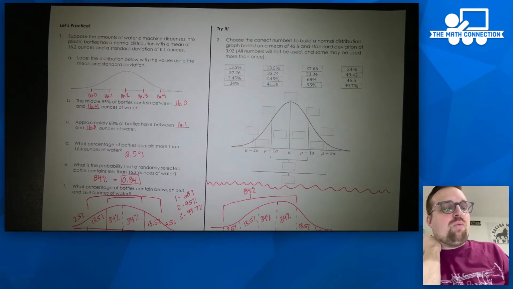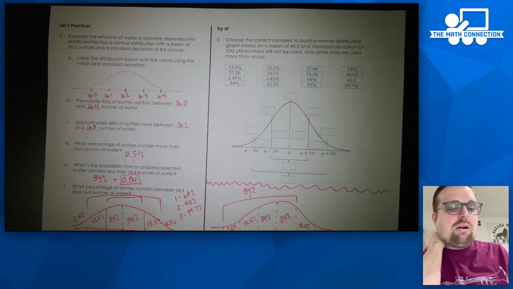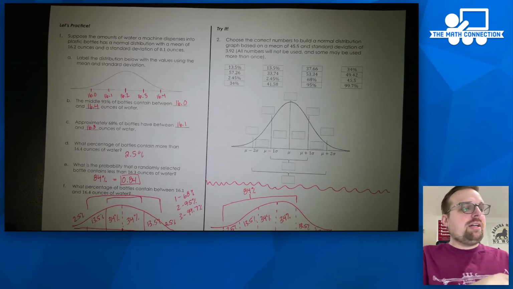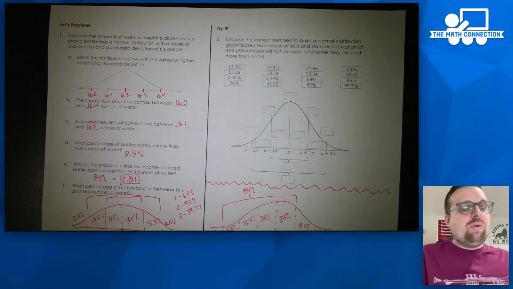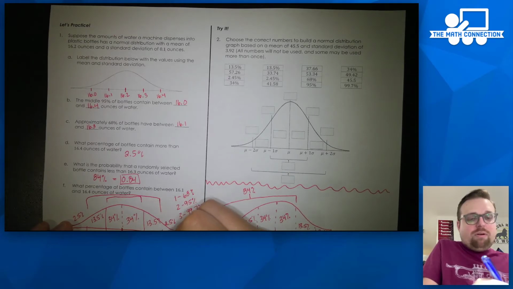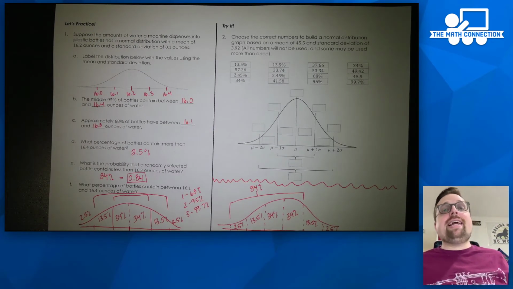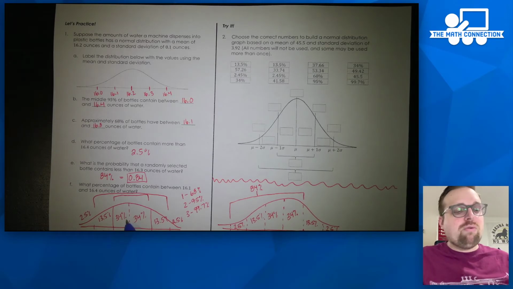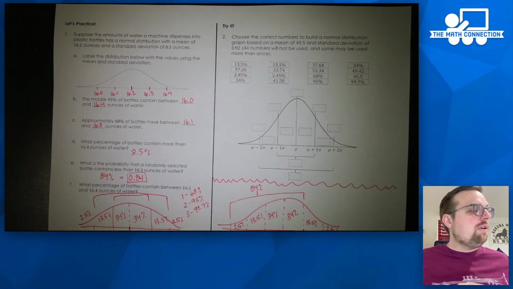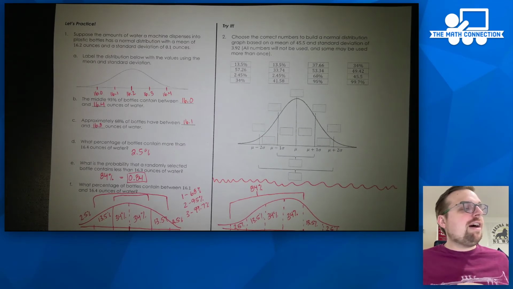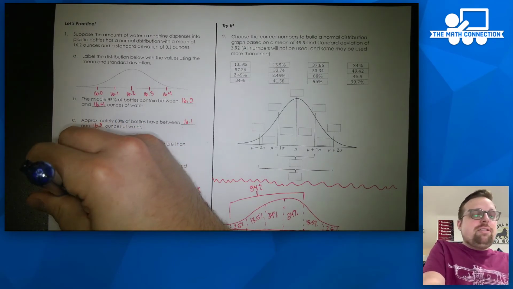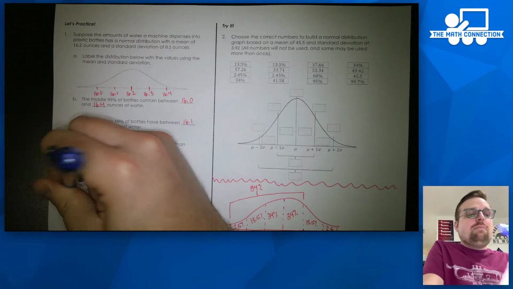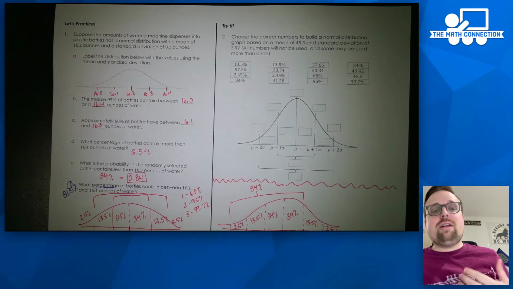The last question is, what percentage of water bottles contains between 16.1 and 16.4 ounces of water? I could use either of these diagrams for this. I'm just going to use a different pen color, and we're going to use this one right here. So between 16.1 and 16.4, how much of the data is contained between those 2 points? That is going to be 34, 34, and 13.5. So 34 and 34 and 13.5 added together is 81.5. This question is asking us for a percentage, so it is going to be 81.5%. And that's the answer for section F.